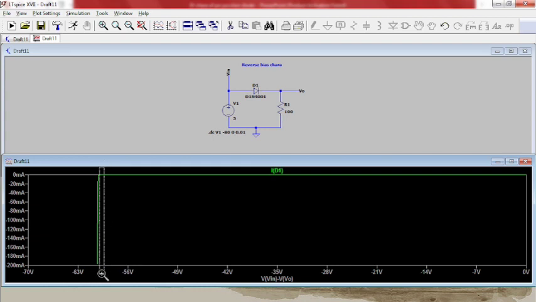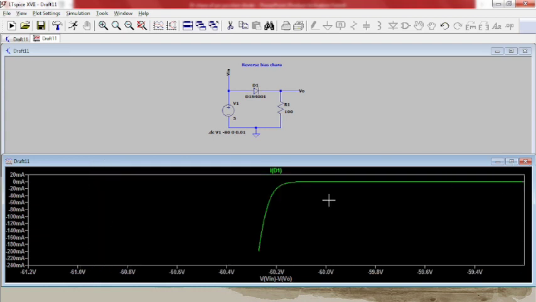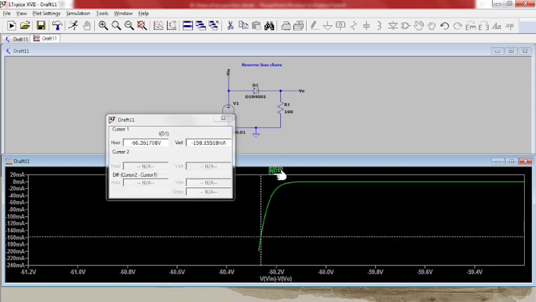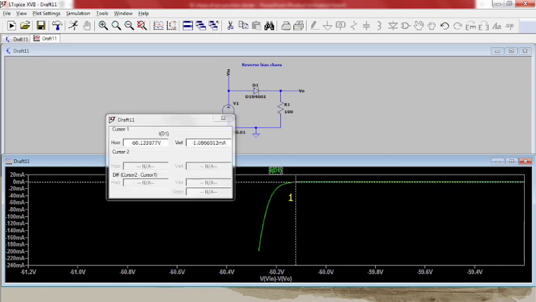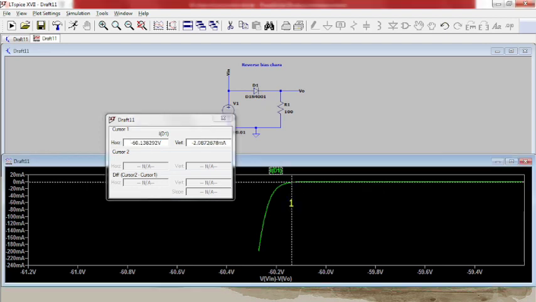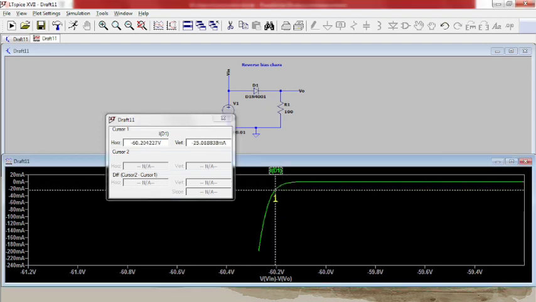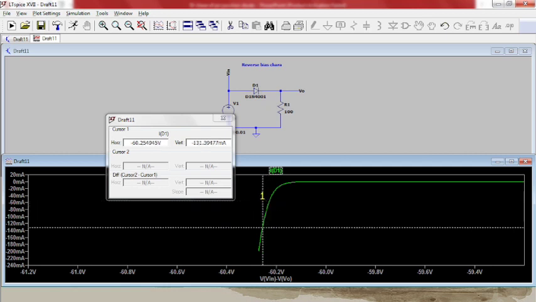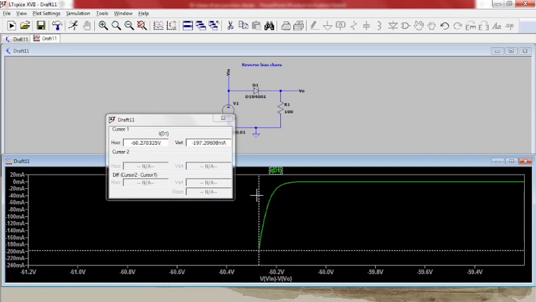If I zoom this part, you can see, just click on ID, from minus 60 volt onwards, the diode starts conducting and goes to a maximum current of 197 milliamp.